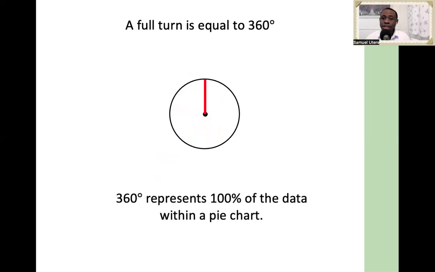So 360 degrees represents 100% of the data within a pie chart. You can see from our previous exercise at question 3 why Danny was wrong. Danny did not use the pie chart to represent 100% of the data, which means it should occupy all the pie chart. So that is what we're going to do.